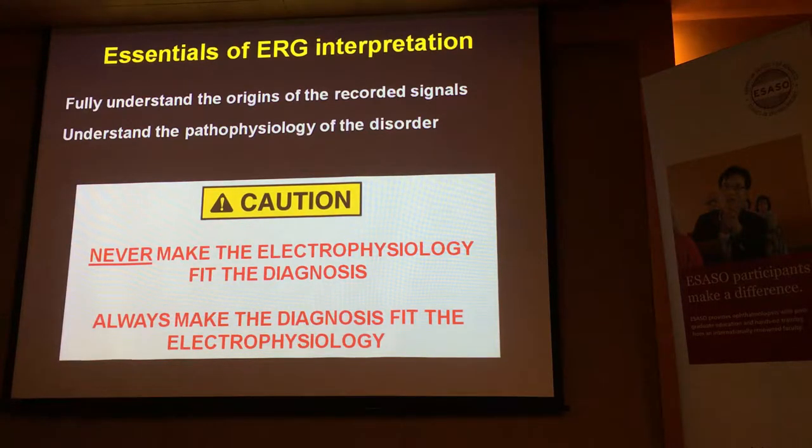Because the electrophysiology is the signature of the disease. So that's what you interpret. Don't use your clinical knowledge. Don't use what you've seen in the patient. You prove yourself wrong if need be, but you use the objective data to make the diagnosis, placing that data in clinical context, not using your clinical knowledge to adapt the data to make the diagnosis fit what you think it is. And that's really important.